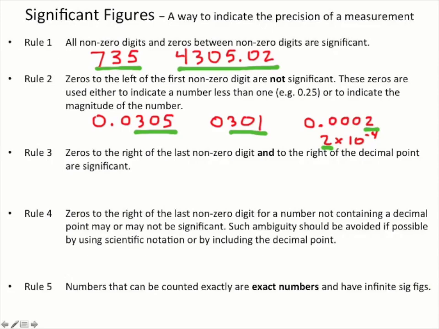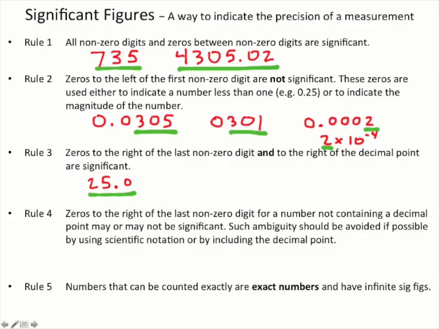Okay, so then rule number 3: zeros to the right are significant if they're also to the right of the decimal point. So say you have 25.0. This 0 is significant. It counts, it means something. The fact that you took the extra effort to write the 0 means that it actually represents 25.0. It tells you about your precision. Do you know this? Oh, it's about 25, or do you know this is very much 25.0.